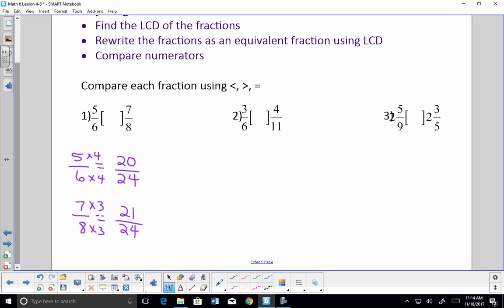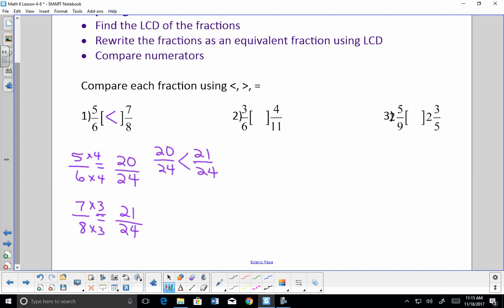Okay, so in this particular case, 5/6 is the same as saying 20 24ths, and 7/8 is the same as saying 21 24ths. So out of 20 24ths and 21 24ths, 21 is larger, so 7/8 is larger.